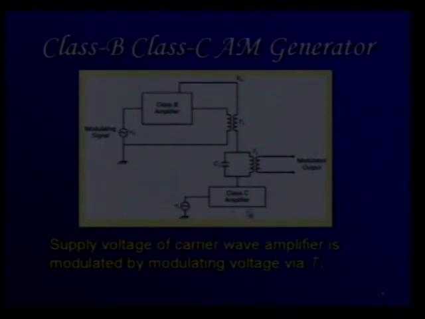Here I am using a class C amplifier because we are not interested in any faithful reproduction of the signal. We are just bothered about the carrier frequency; it should be there. And of course here you have a tank circuit, C1 T2. This makes the tank circuit which is going to complete the cycle, even though this class C amplifier conducts only a partial part of the wave. So at the output you get a full sine wave whose amplitude depends on the modulating signal. So this is the way we can implement amplitude modulation using a class B, class C combination of circuits.